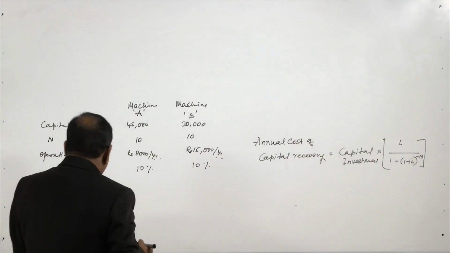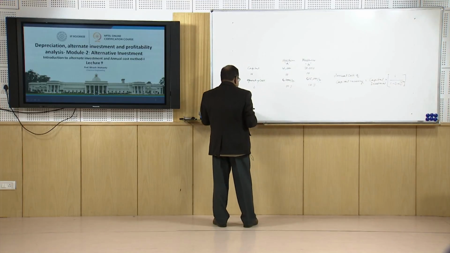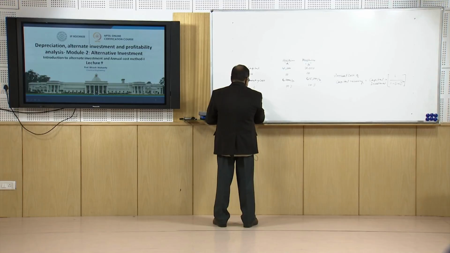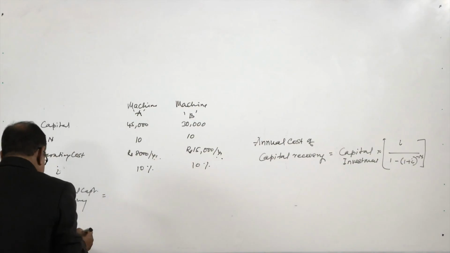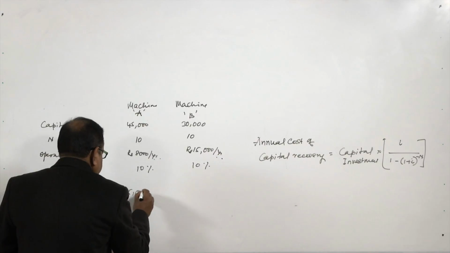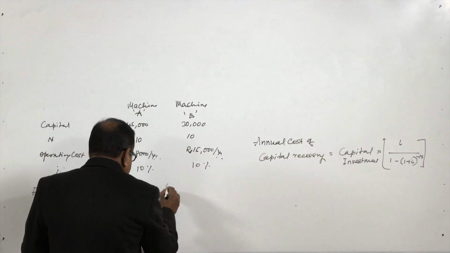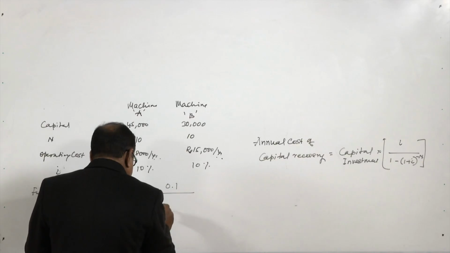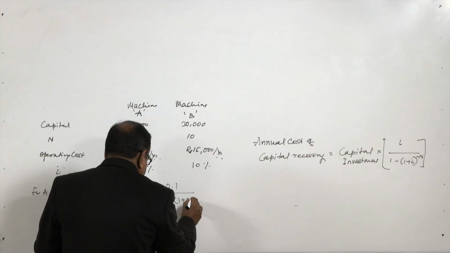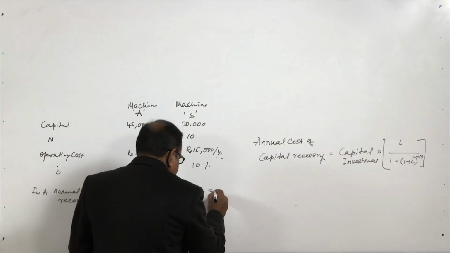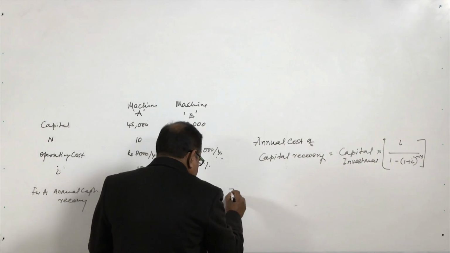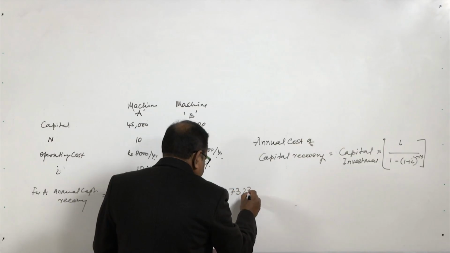So, for A, if I calculate this, then the annual capital recovery is equal to 45,000 into 0.1 divided by 1 minus 1 plus 0.1 to the power minus 10, which comes out to be rupees 7323.54.